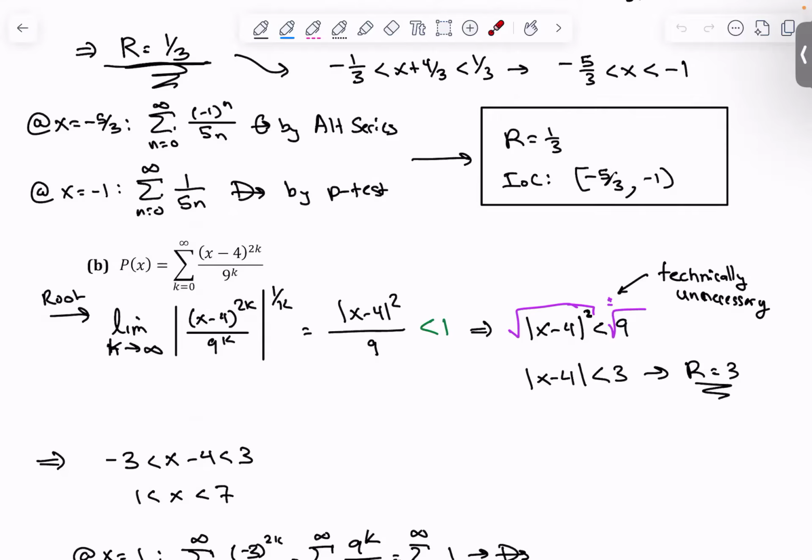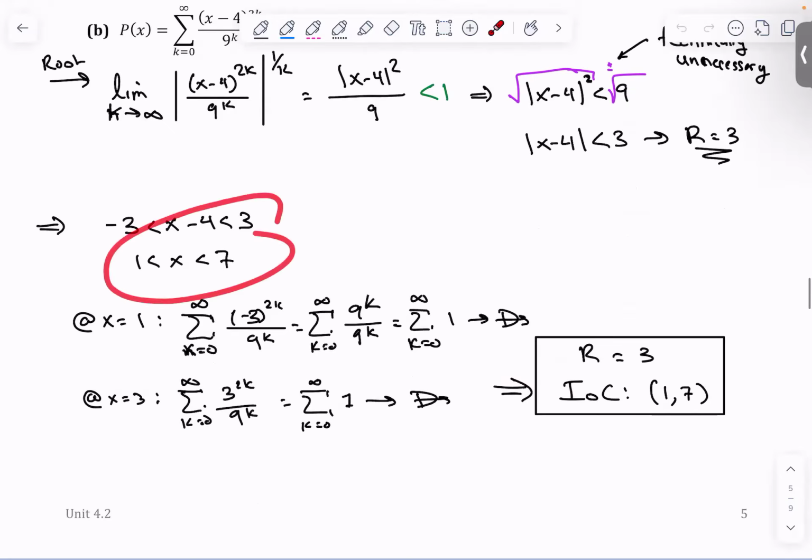Absolute value of x minus 4, technically squared, but it really doesn't matter at this point because it's always going to be positive because it's squared. And then over 9, you multiply both sides by 9 to get the x minus 4 by itself, but it's squared. So we have to take the square root of both sides. And technically speaking, we put the plus or minus, but it's not really necessary when we're solving this inequality. And so we get this. So the radius of convergence is 3.